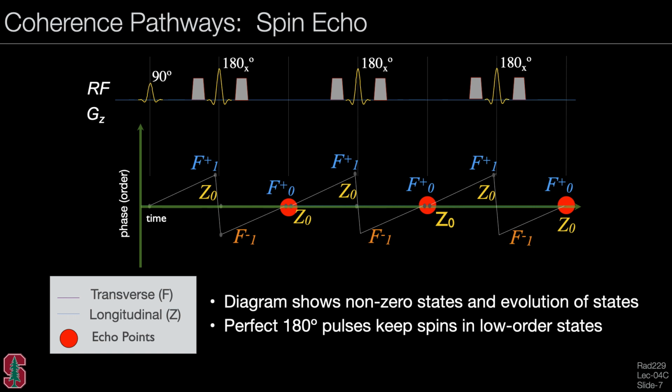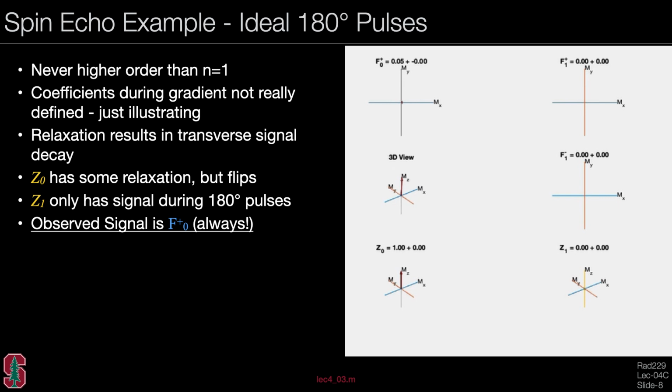Again, it shows which states can have magnetization, and it can essentially show the pathways that can generate signal, which we'll see later. So to summarize this example, with spin echoes and ideal 180-degree pulses, we never reach a higher order than n equals 1.